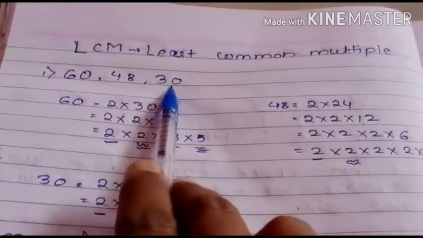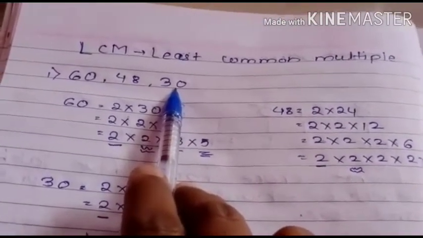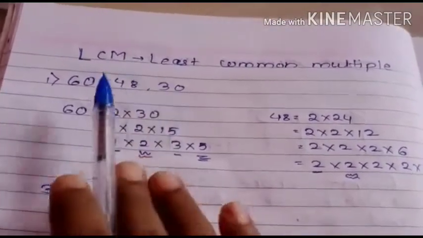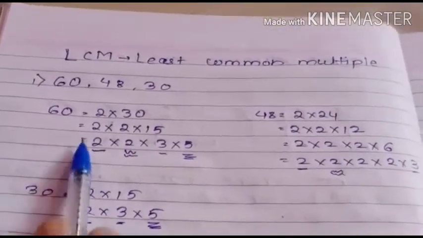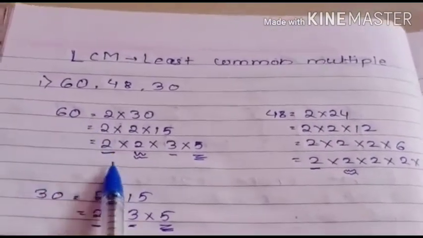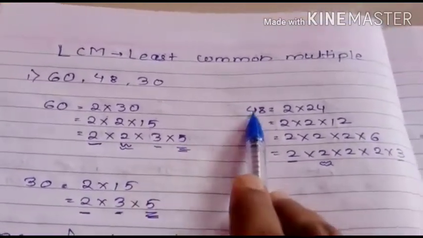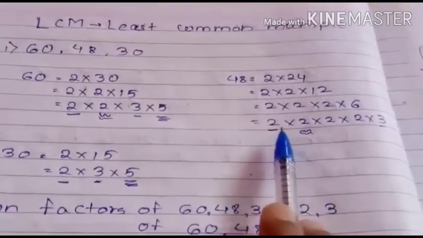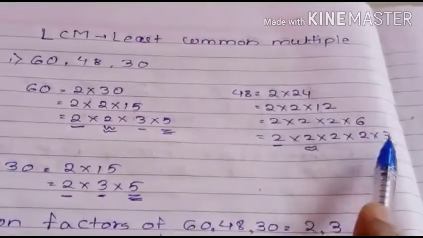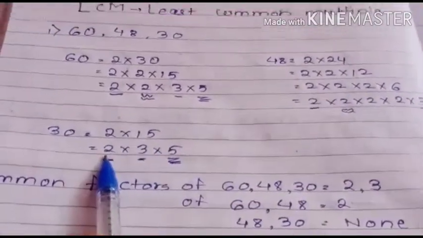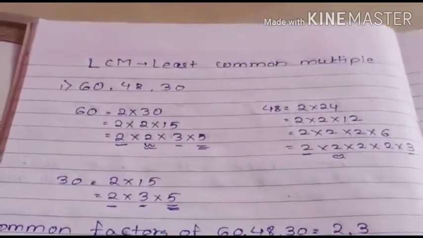First step, now there are 2 ways to find the factors. First is the horizontal, second is the vertical. First I will show you the horizontal, then we will move to the vertical. Now 60 is there. Which are the factors for 60? 2 multiplied by 2 multiplied by 3 multiplied by 5. Which are the factors for 48? Directly just see here, 2 multiplied by 2 multiplied by 2 multiplied by 2 multiplied by 3. And what are the factors of 30? 2 multiplied by 3 multiplied by 5. These are the factors of the numbers.